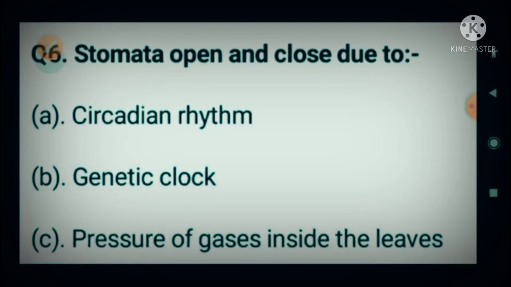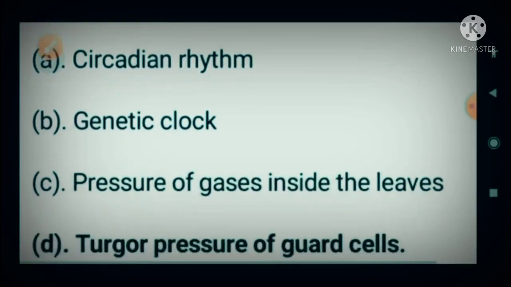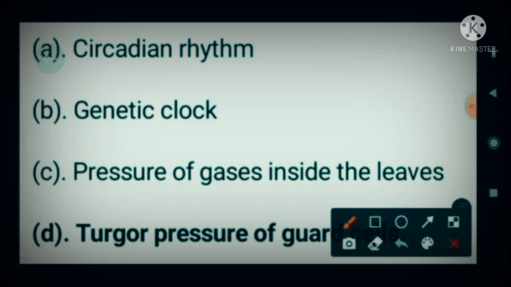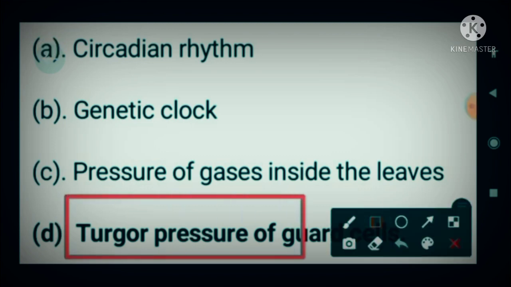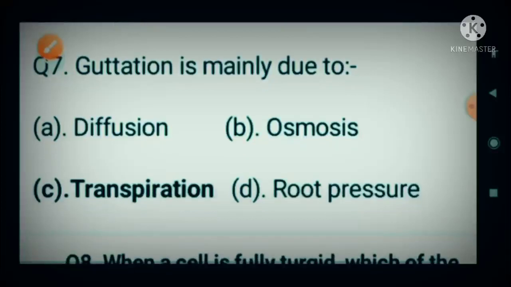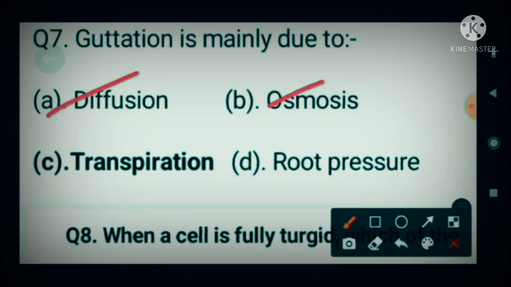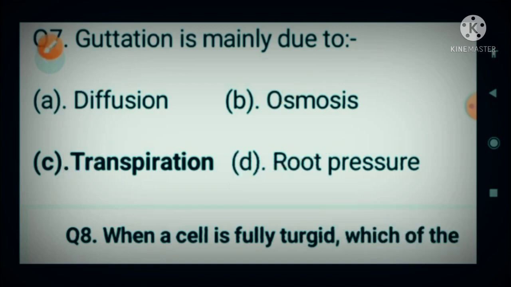Next question is: stomata open and close due to option A circadian rhythm, genetic clock, pressure of gases inside the leaves, turgor pressure of guard cells. The right option is turgor pressure of guard cells, which is responsible for the opening and closing of stomata. Next question is: guttation is mainly due to diffusion, osmosis, transpiration, root pressure. The right option is option C, that is transpiration.